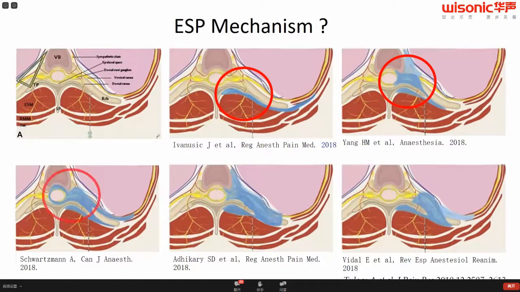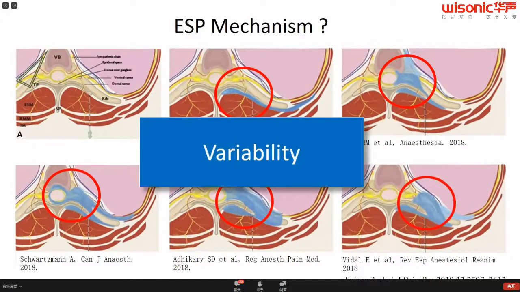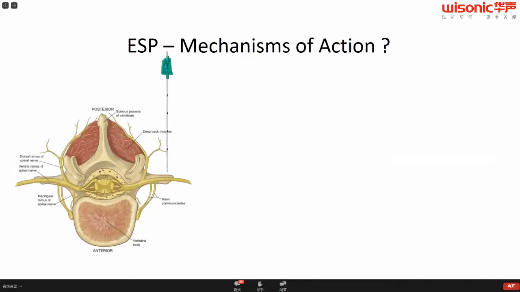Here also, this was the Schwarzmann study. They found spread of local anesthetics around the spinal cord and in the spinal nerve. In this study also, local anesthetic was found in the paravertebral space and the intercostal space, and also here in this study. But you can see there is a high variability regarding the spread of local anesthetics when you do an erector spinae plane block.